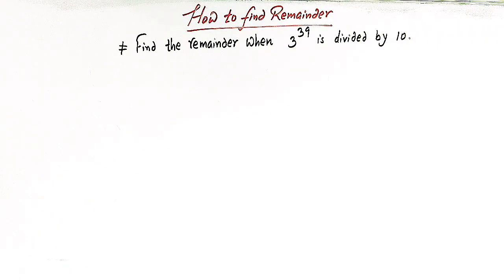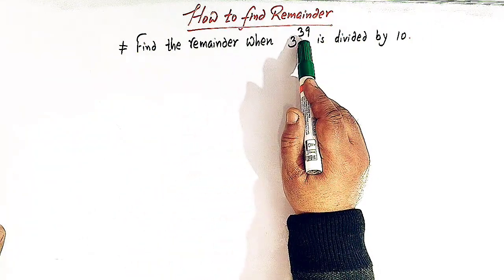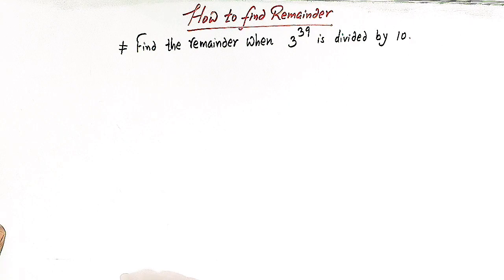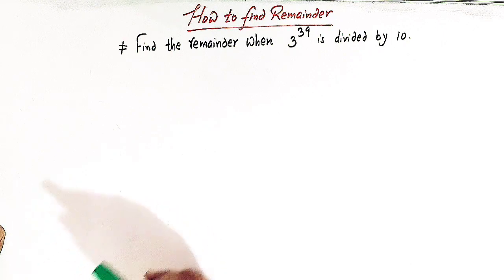Hello, viewers. In today's session, we are going to discuss some very important, conceptual, and interesting problems from the topic how to find a remainder. Right? So, here we are going to discuss some important problems. And the first problem is to find the remainder when 3 raised to 39 is divided by 10, right? So in this class we'll learn the concept how to solve these type of problems.